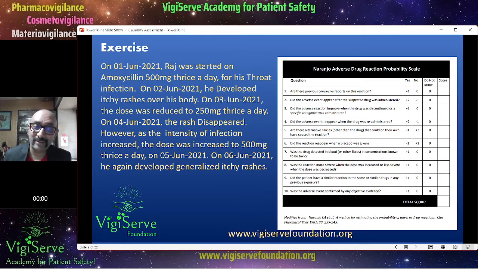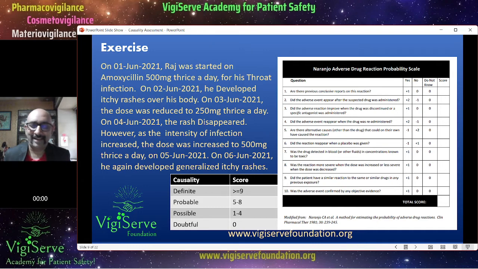Was the adverse event confirmed by any objective evidence? Again, here you have minimal information, so you don't know. So again the score is 0. Now, based on this, you add up all the numbers, and I think it should be more than 9, right? Or 5 to 8. So there'll be some people who would get more than 9, and there'll be some who would get say 6 or 7. So both are right. So it's all about medical judgment, right? So this is the way you undertake the causality assessment using the Naranjo algorithm.